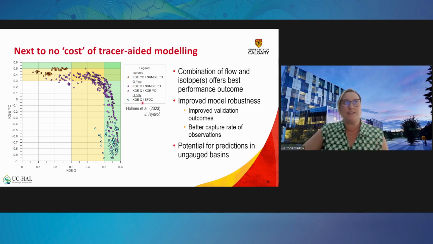What is also interesting here is we ran a scenario where we pretended that we didn't have any flow data, and we calibrated the model only using isotope data, and then checked at how well it performed in terms of flow. And so this would be a scenario where we've got isotope data in an ungauged basin. And you can see that, it's not the greatest, but it does perform well isotopically, and it gives us a KGE value that is decent and respectable for large scale modeling. And so these isotopes also offer potential for predictions in ungauged basins.